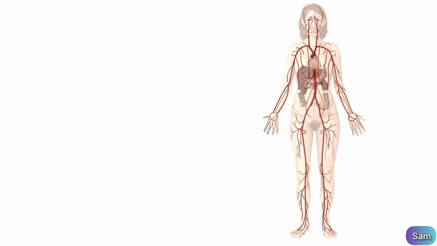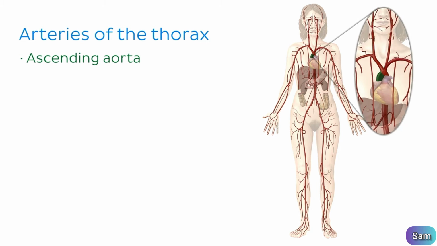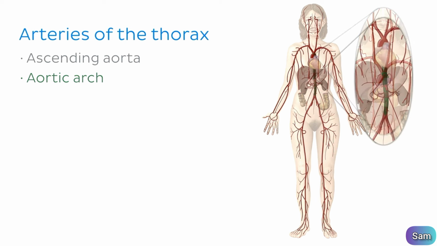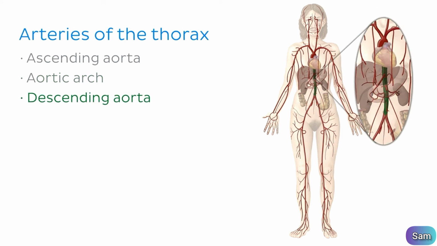And now we're just going to briefly recap all the structures that we looked at during this tutorial. So going back to the arteries of the thorax, if you remember, we started talking about the ascending aorta, which is the only part of the aorta which doesn't have any branches coming off it, followed by the aortic arch, which gives off 3 major branches. We then looked at the descending aorta, which provides most of the blood supply for the abdomen and the pelvis.